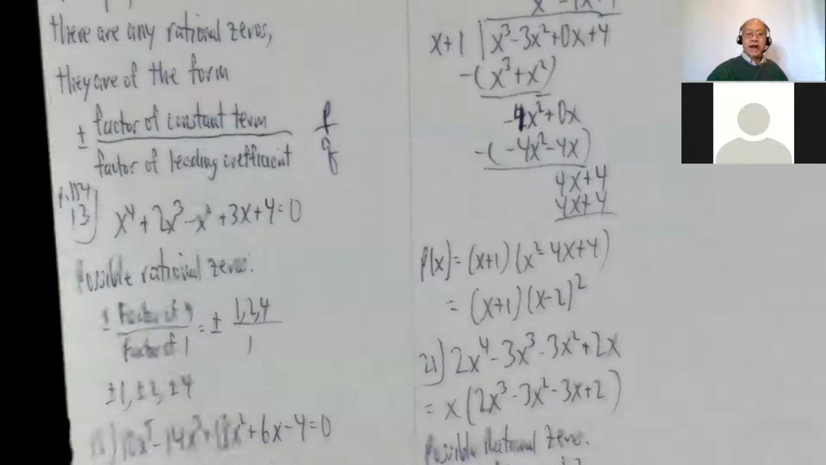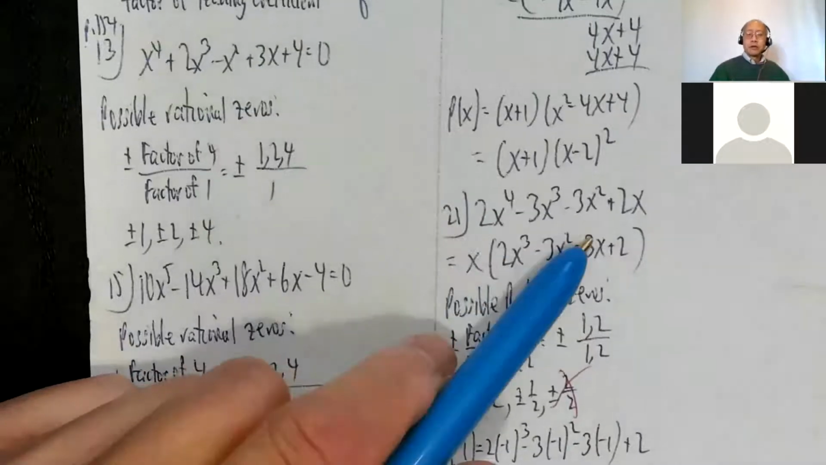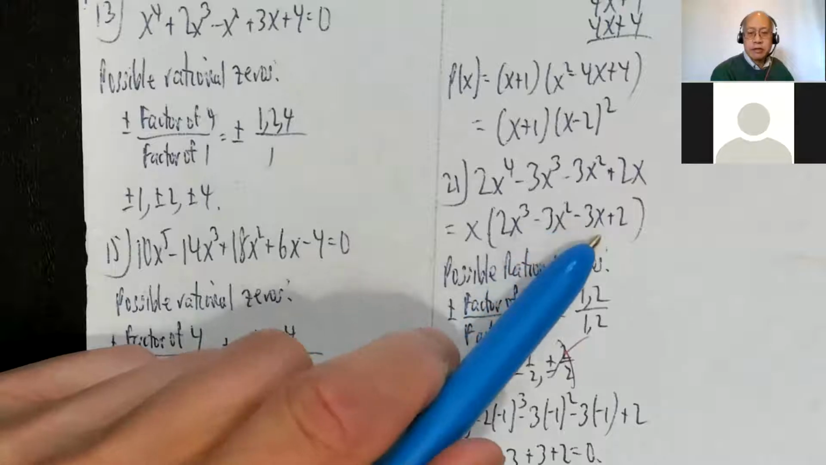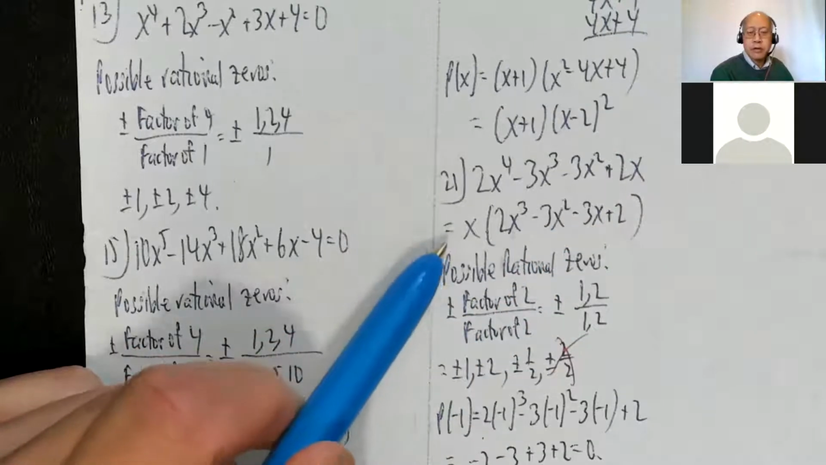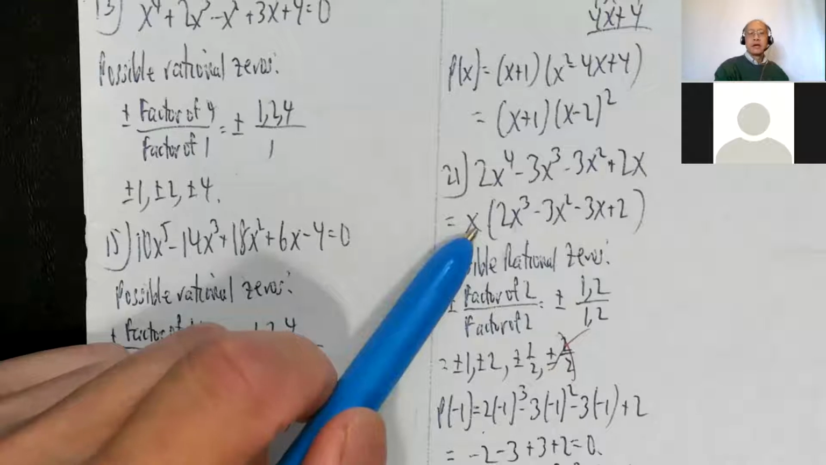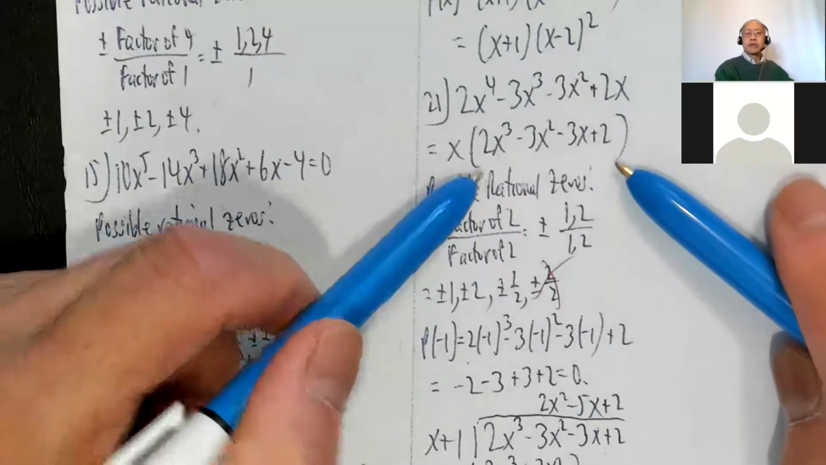Fortunately, in this case, it's easy to factor out x. So first, let's take out an x: x times 2x cubed minus 3x squared minus 3x plus 2. So I know x equals 0 is already a root. And beyond that, we have to use our rational root theorem.